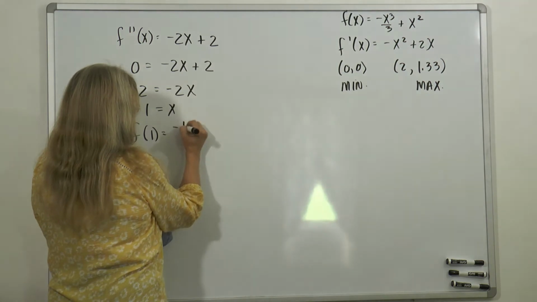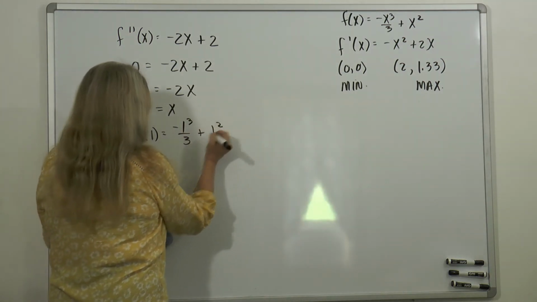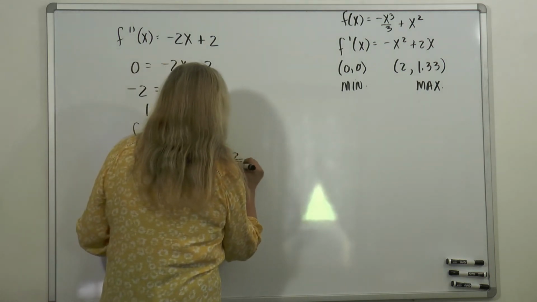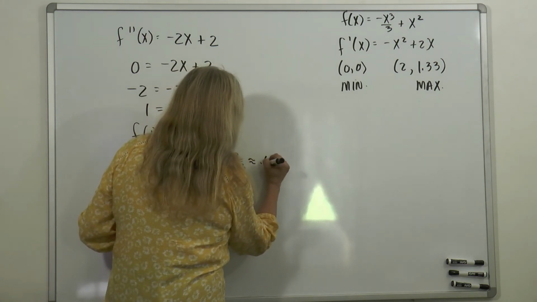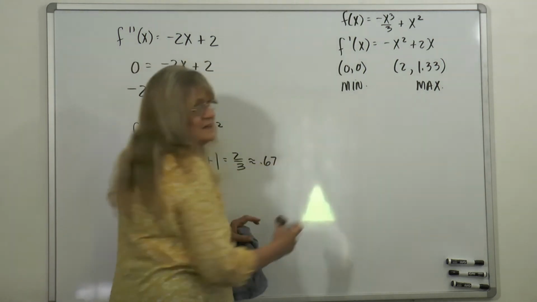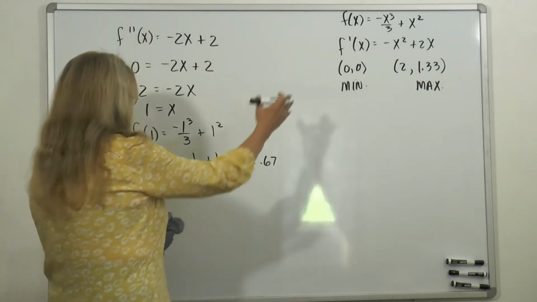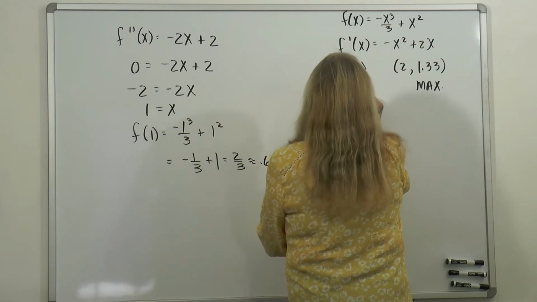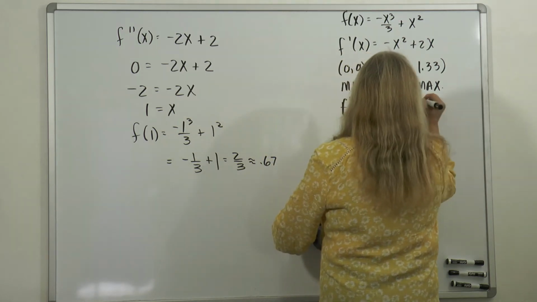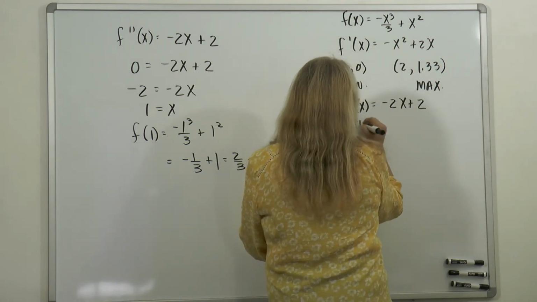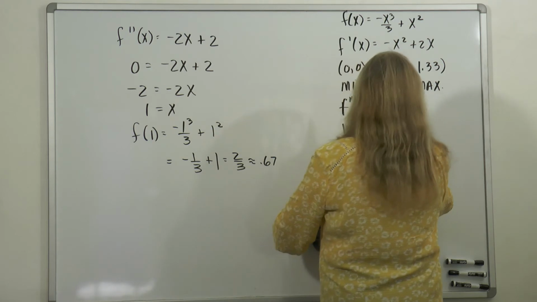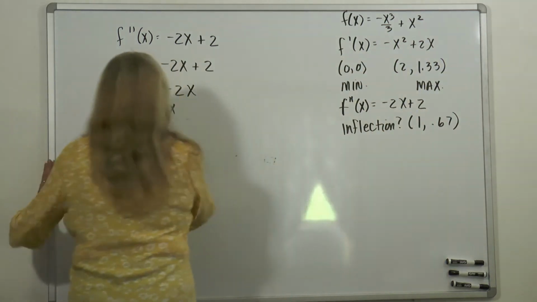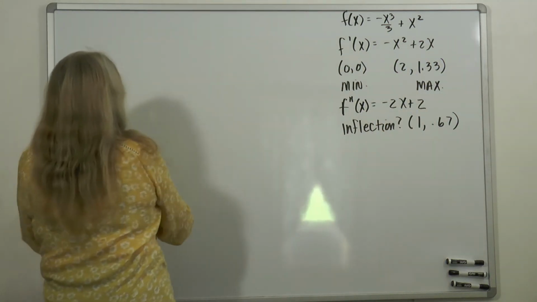So that's going to be negative 1 cubed over 3 plus 1 squared. So that's negative 1/3 plus 1, which gives me 2/3 or 0.67. Okay, if we want to be consistent, either use fractions or use decimals, but you don't want to use both. So we'll do that. Okay, so f double prime is negative 2x plus 2, and our possible inflection, because we don't know yet until we do that little chart, is going to be (1, 0.67). Okay, so we're going to make our little chart.